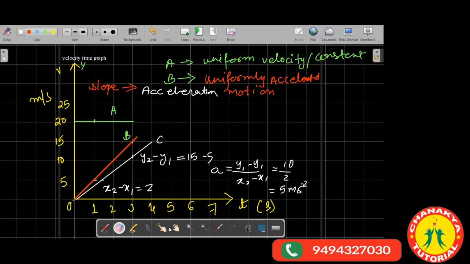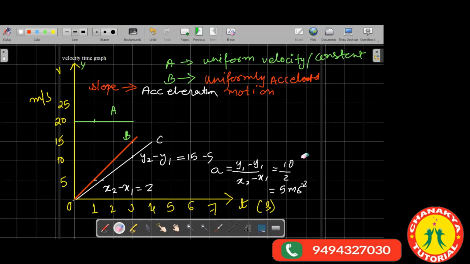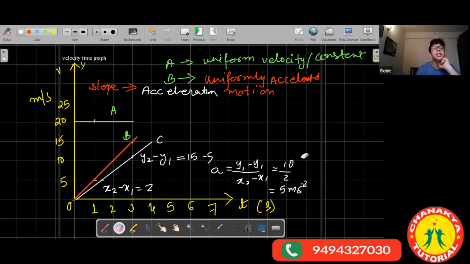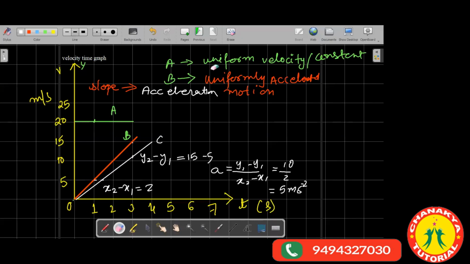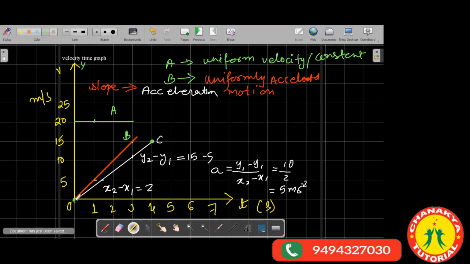Rohit, you are not getting how to find out? Yes, sir, I'm not getting the C part. Okay. See, in C, identify the points which you can easily identify from the graph. You can easily read this point from the graph. And you can also read the starting point of the graph. The starting point is 0, 0, and the last point is 15 and 4.